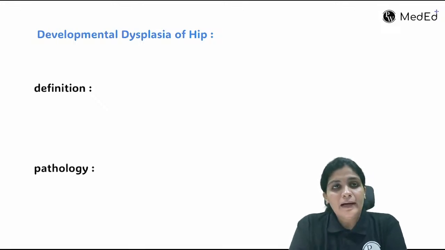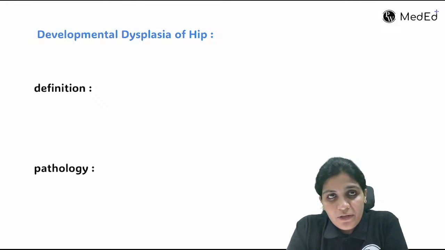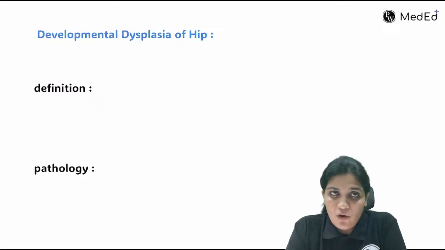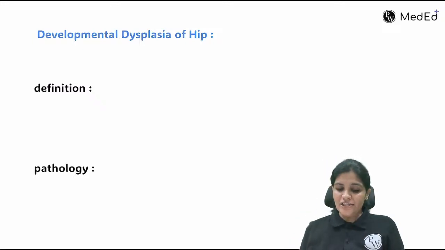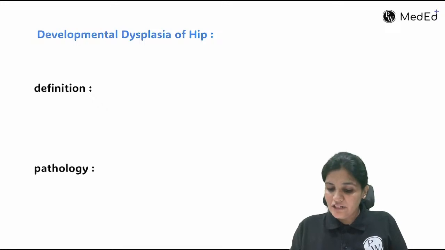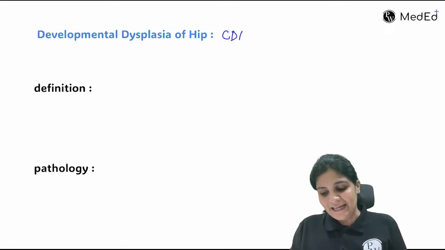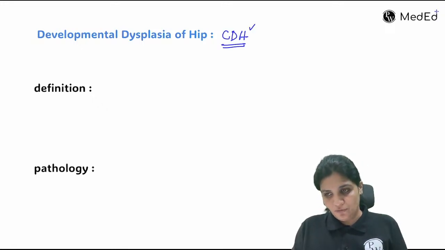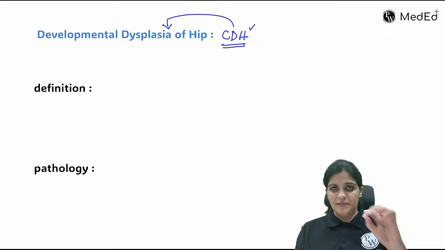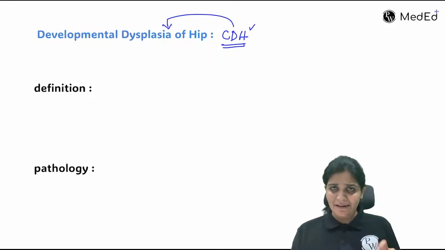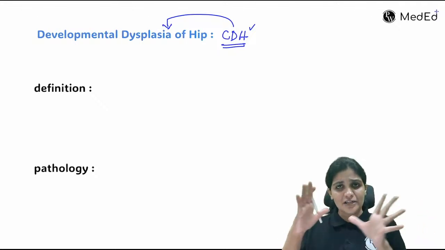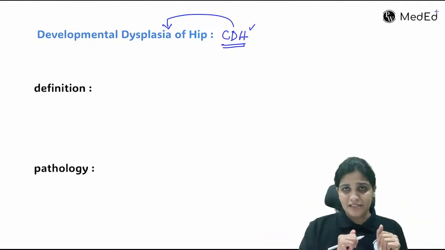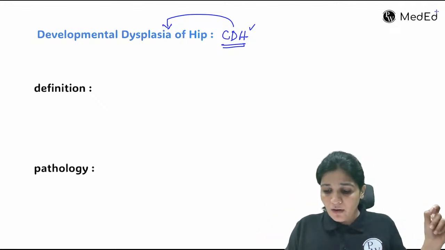Okay. So this is the first one. What we are going to study or read about is developmental dysplasia of the hip. Initially, it was the condition called CDH, that is congenital dysplasia of the hip. But now the terminology has changed to developmental dysplasia of the hip. But why am I telling you that previously it was congenital and now it is developmental? Because there is a small reason for it.